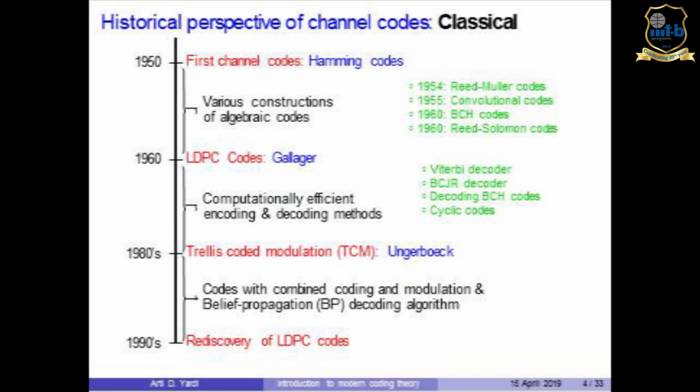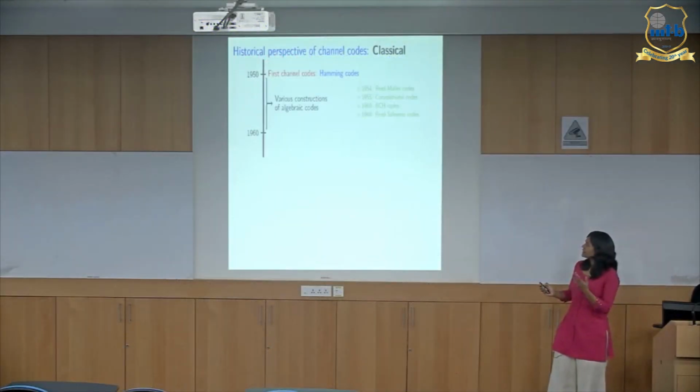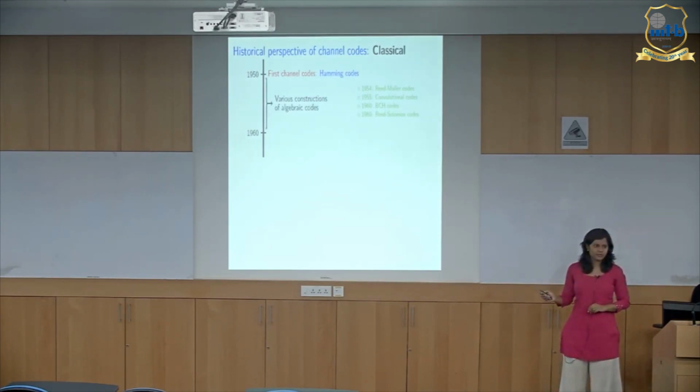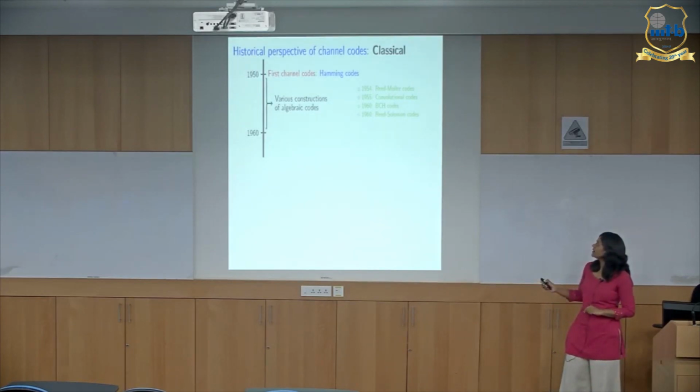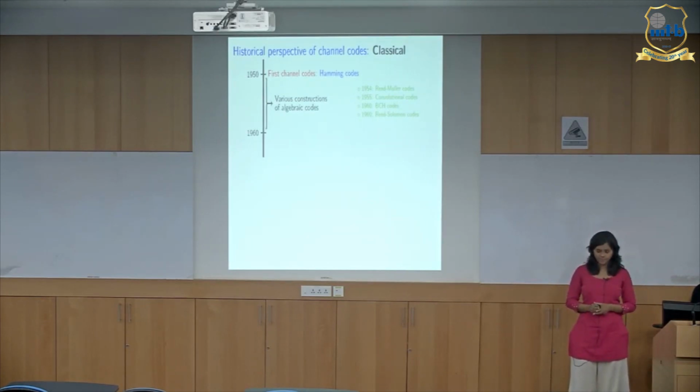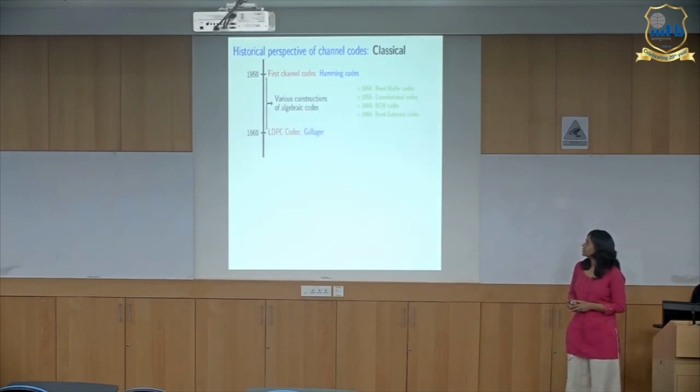The very first family of channel codes was given by Richard Hamming, and these codes are called Hamming codes. Of course, these codes are not capacity achieving, but what is good about them is that their encoding and decoding was very efficient. Then after that, for a long decade, people gave various algebraic codes, and some of the notable contributions are Reed-Muller codes, convolutional codes, BCH codes, and Reed-Solomon codes. Towards the end of this decade, Robert Gallager invented LDPC, which is low density parity-check codes.